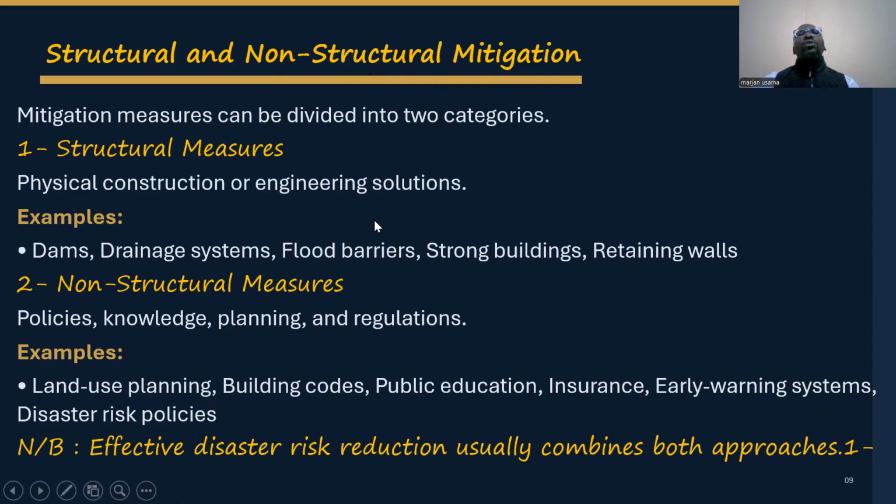The difference between these two: structural measures are the physical construction or engineering solutions. So even before the disaster, we need to ensure that we build dams, and this is the work of the project managers. The drainage system is the work of the project managers. Flood barriers, strong buildings. You can be given a project of building a house, so it has to be strong. Retaining walls. So these are known as structural mitigation, physical.